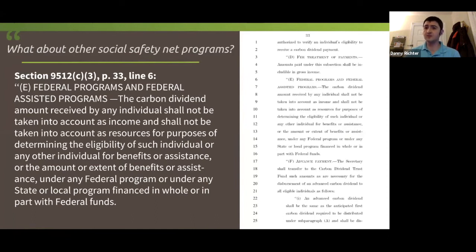The intention of the program is to make sure that exactly those people are winners. Those people who need those benefits, we want to make sure they keep those benefits. And so this language was added in there. Federal programs and federally assisted programs: the carbon dividend amount received by any individual shall not be taken into account as income and shall not be taken into account as resources for purposes of determining the eligibility of such individual or any other individual for benefits or assistance, or the amount or extent of benefits or assistance under any federal program or under any state or local program financed in whole or in part with federal funds.